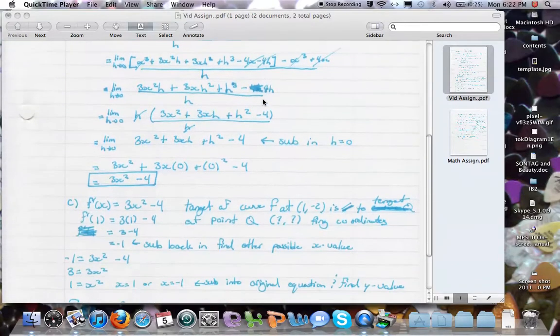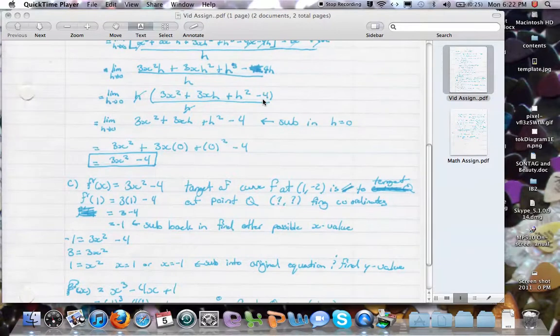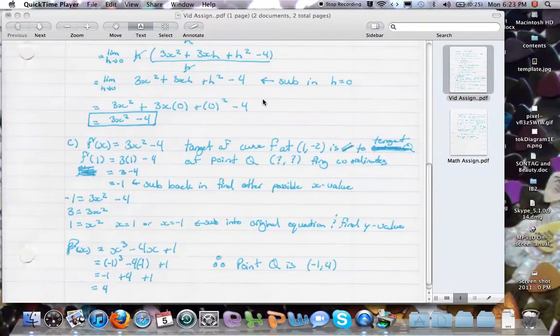Then we move on to part C. It says the tangent to the curve of f at point P, (1, negative 2), is parallel to the tangent at point Q. Find the coordinates of Q. This is a nice simple question that we get a lot with derivatives. You start off with the formula for the gradient, which is f prime of x equal to 3x squared minus 4, which is what we got in the previous part. In order to find the coordinates of point Q, first, because the tangents are parallel, you know that the gradient is going to be the same at both points.